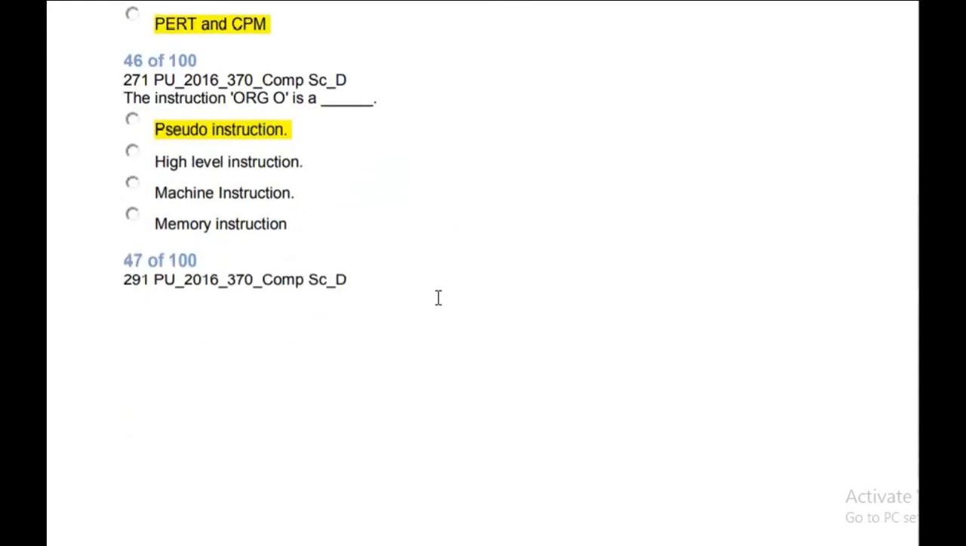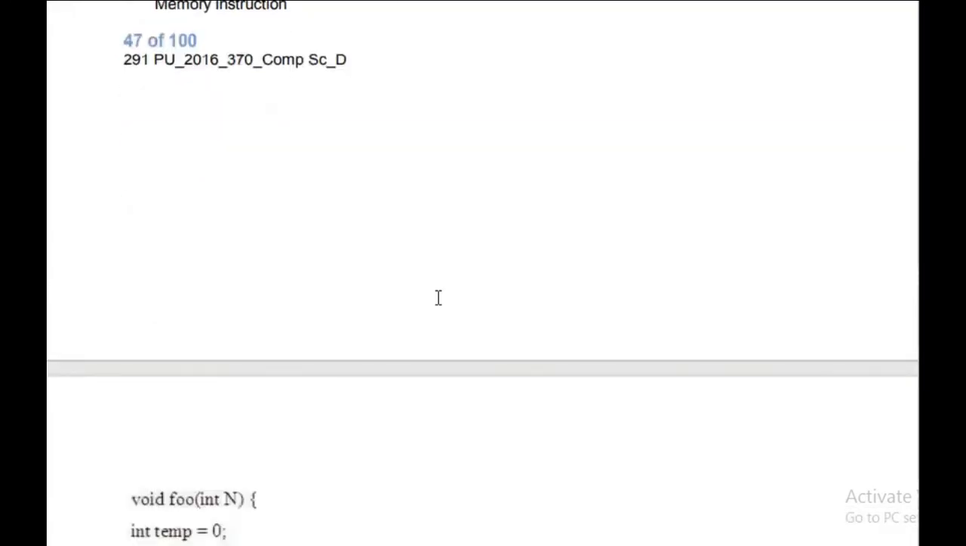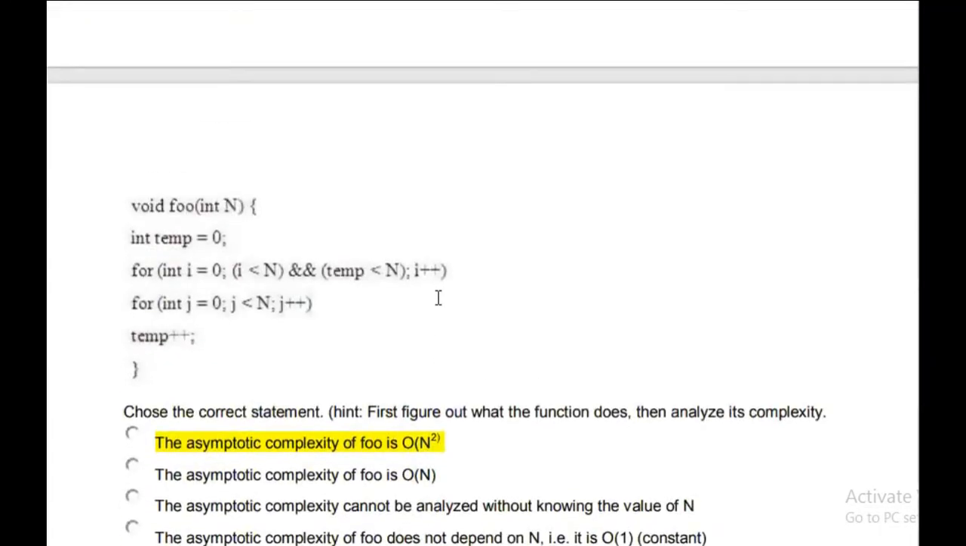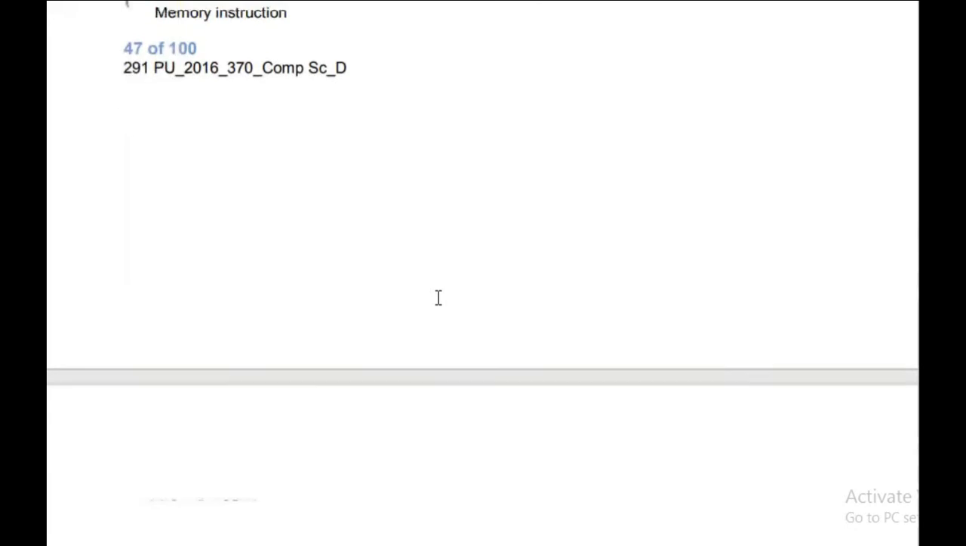Question number 46. The instruction ORG 0 is a pseudo instruction. Option A is correct. Next question. Question number 47.